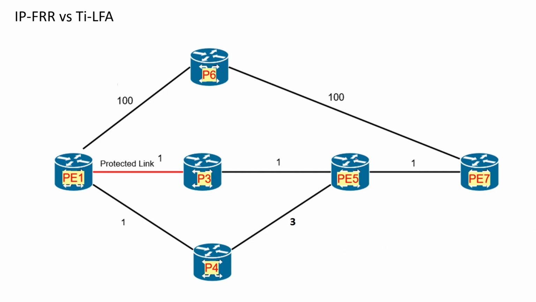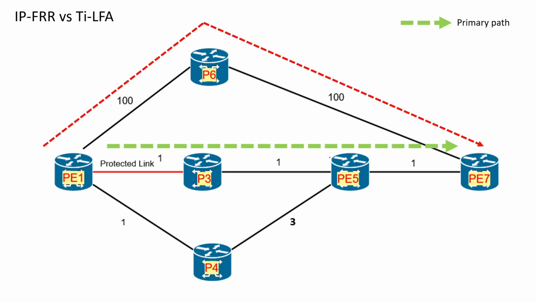If we talk about the difference between IP-FRR and Ti-LFA, let's say the primary path from P1 to P7 goes via P3, P5, and then the IP-FRR path goes via P6, that is via the suboptimal paths.